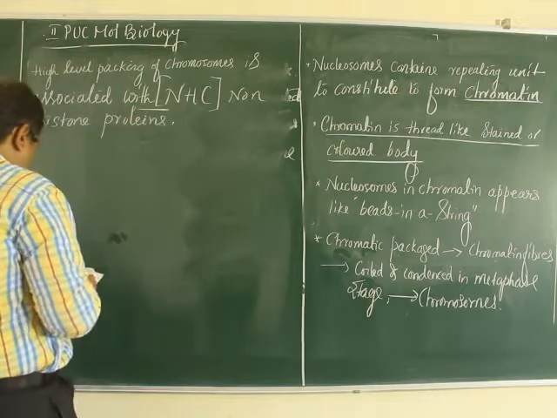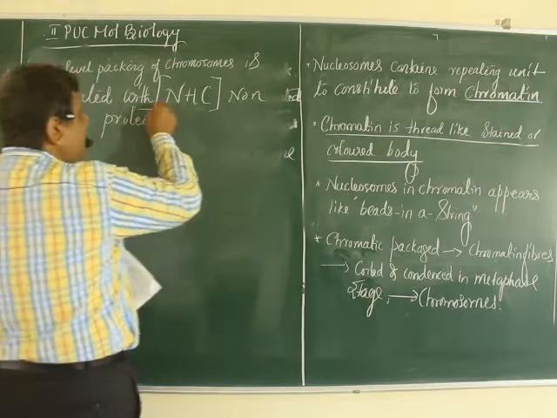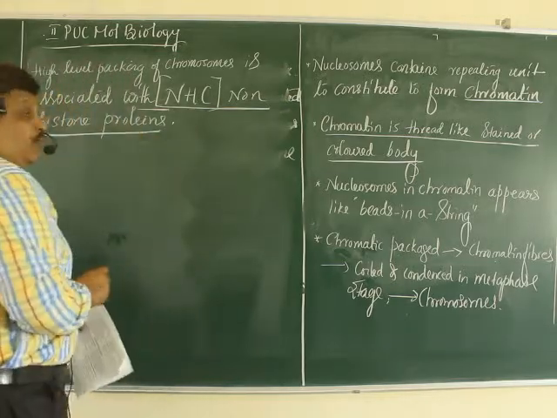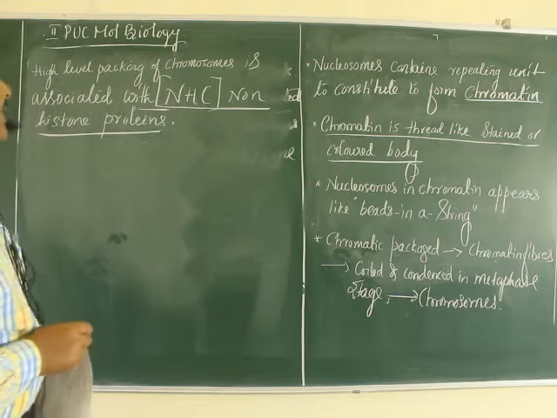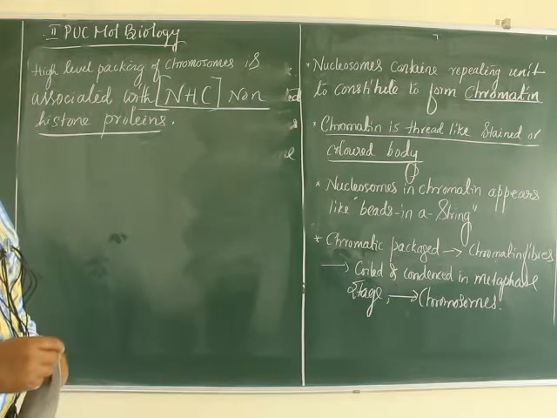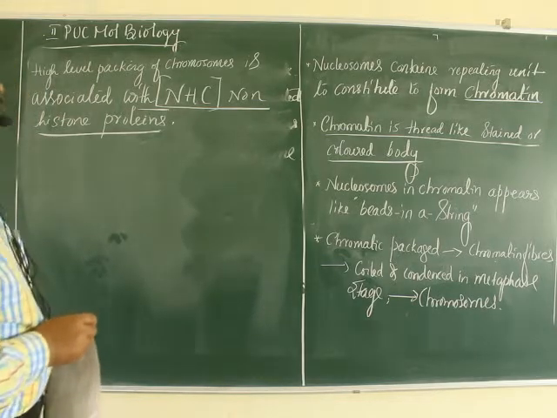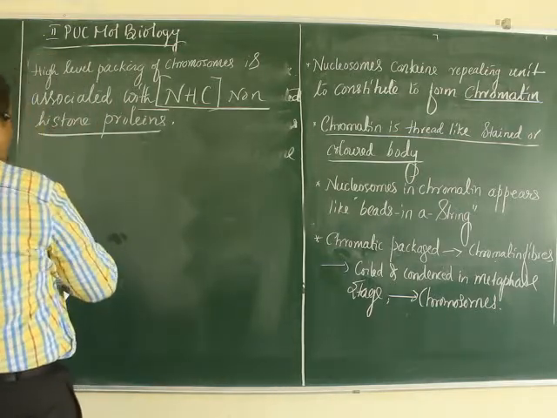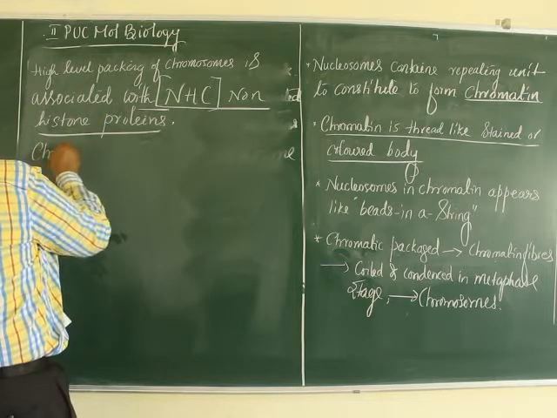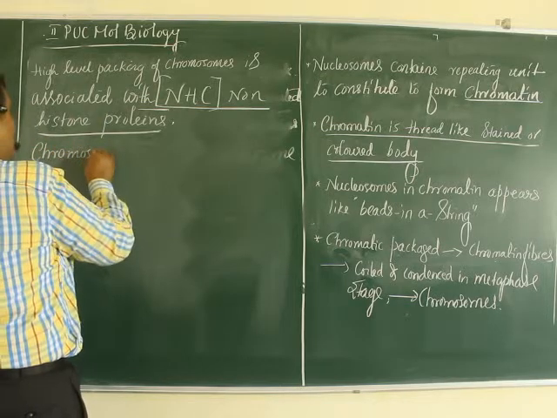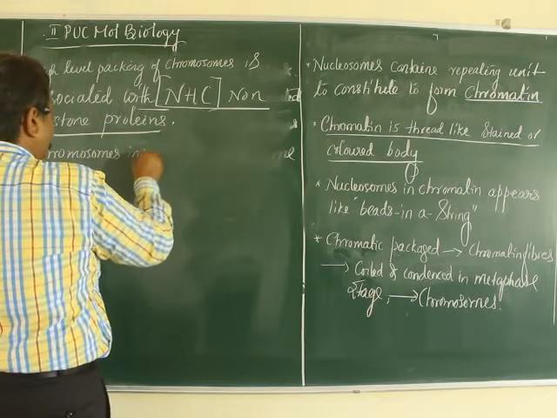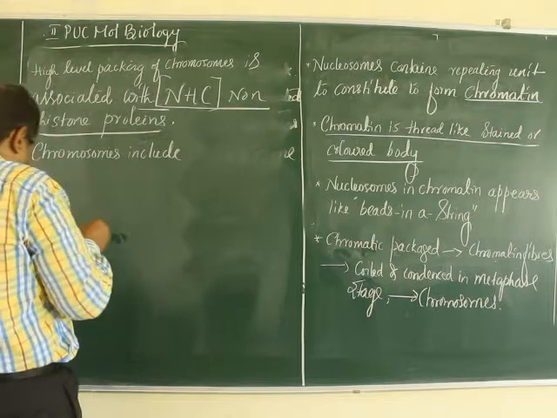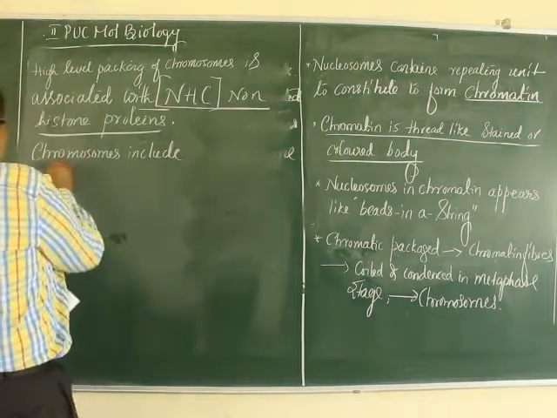This is very important. The high level of packing of these chromosomes is associated with NHC proteins. What is NHC? It is non-histone proteins. Then there are two regions in chromosomes. Chromosomes include two areas. One is euchromatin.